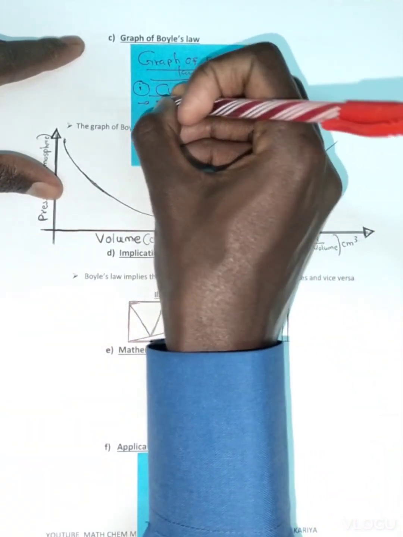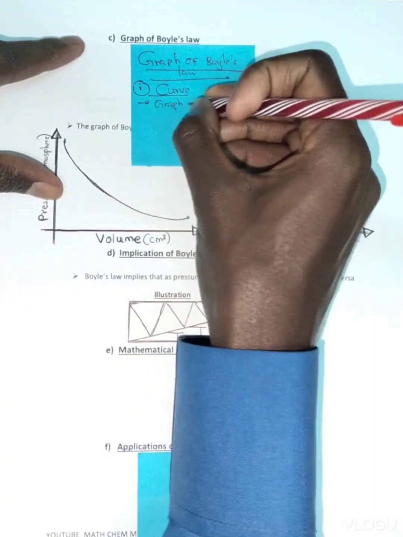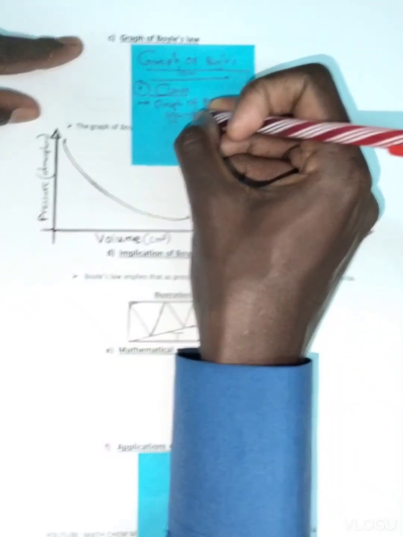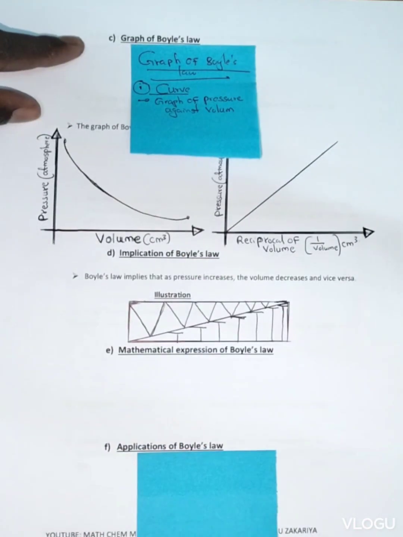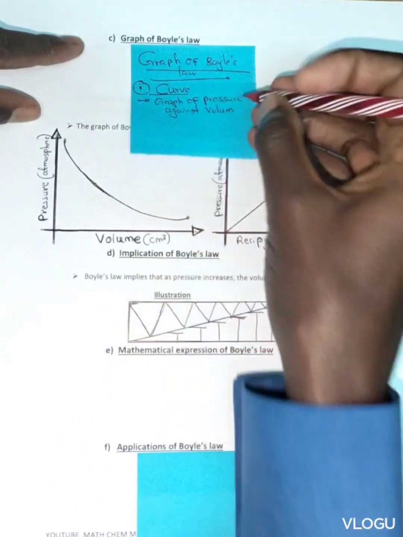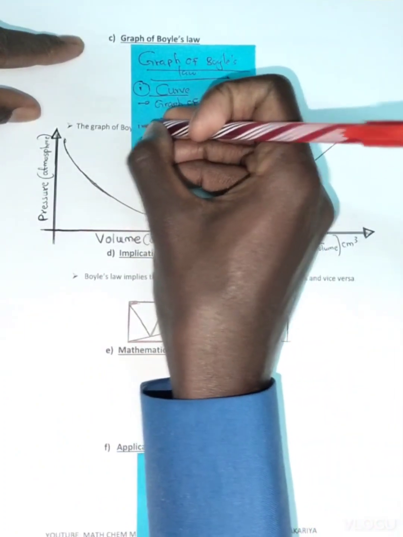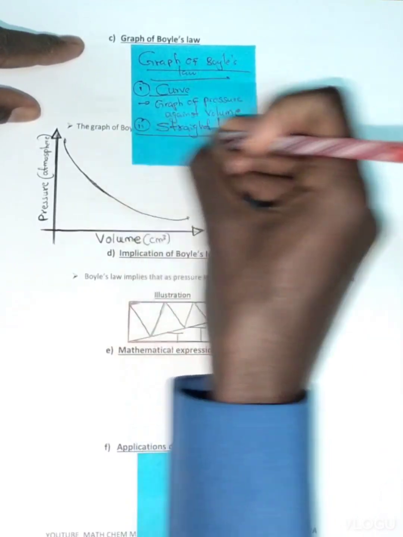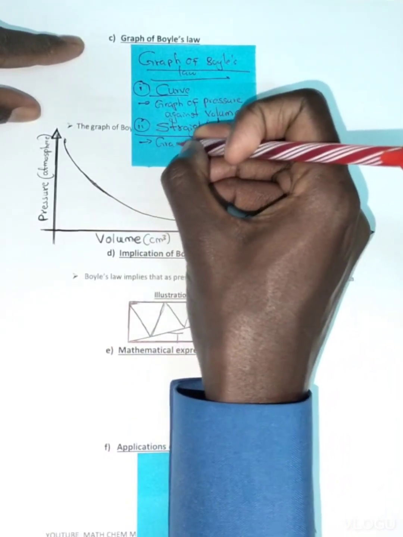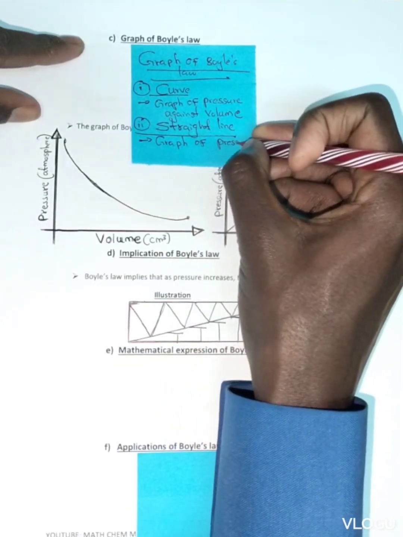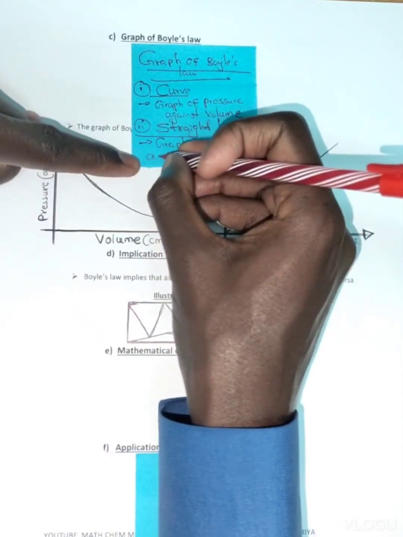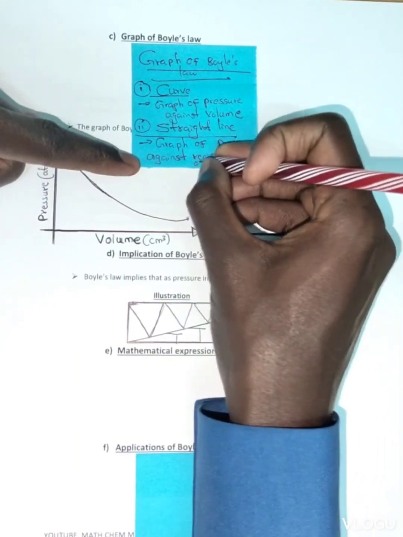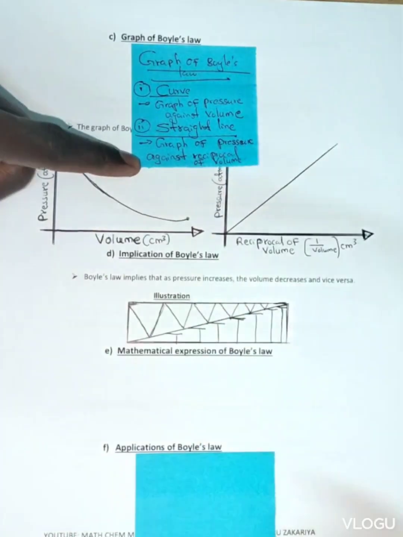How is this graph obtained? It is a graph of pressure against volume. Second, Boyle's law also gives us a straight line graph. How does the straight line come about? This is the graph of pressure against the reciprocal of volume. So Boyle's law always gives us two kinds of graph.